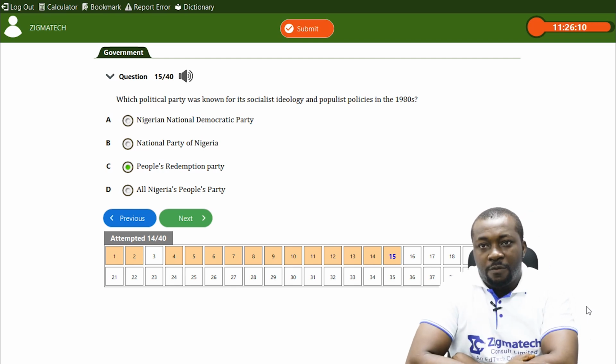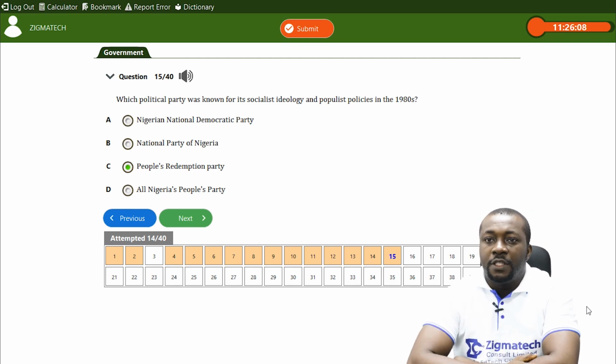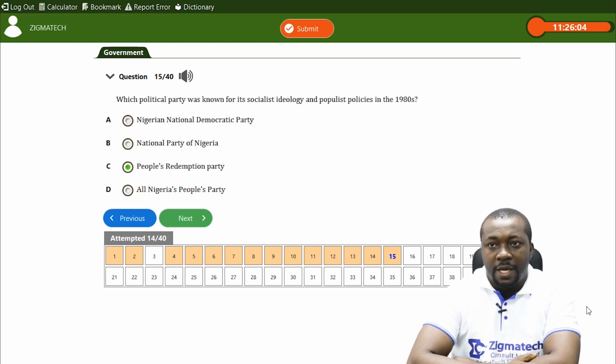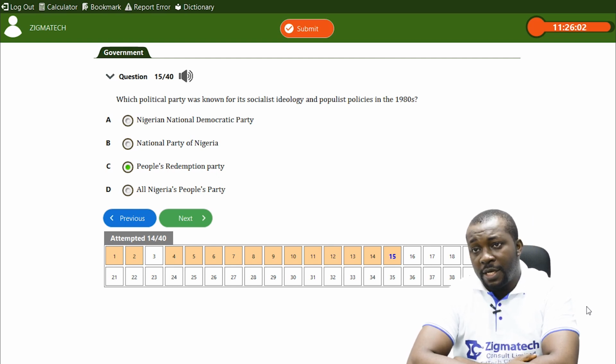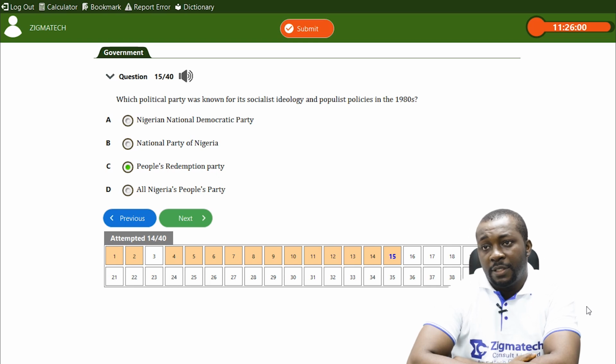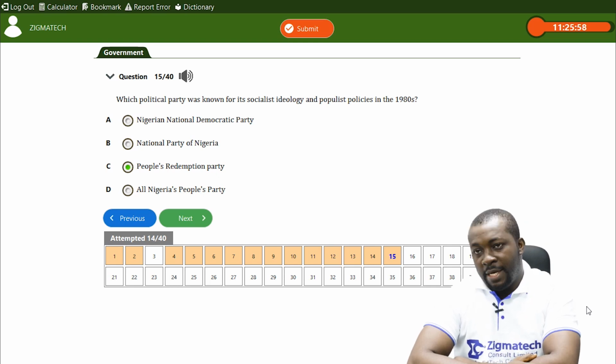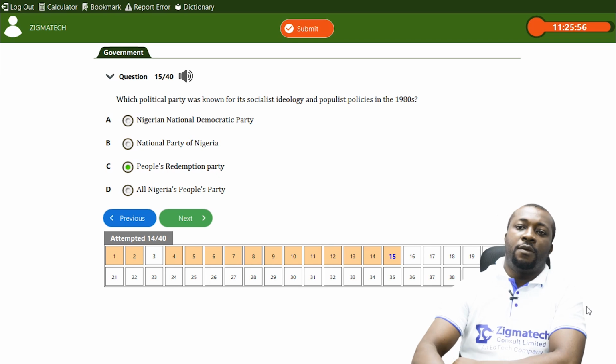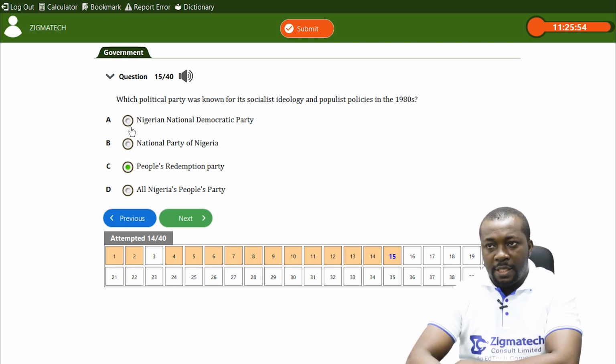Okay, question 15 says, which political party was known for its socialist ideology and populist policies in the 1980s? Let's look at the options. Option A says Nigerian National Democratic Party.